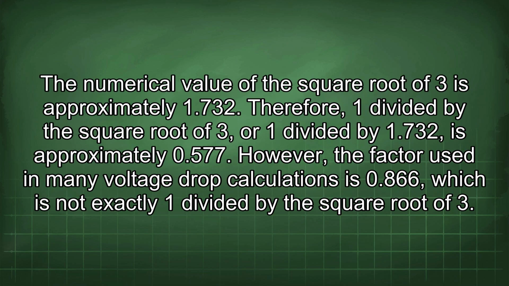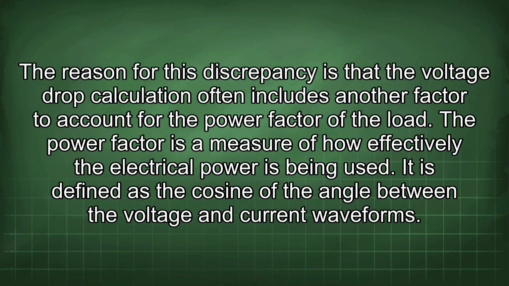The numerical value of the square root of 3 is approximately 1.732. Therefore, 1 divided by the square root of 3, or 1 divided by 1.732, is approximately 0.577. However, the factor used in many voltage drop calculations is 0.866, which is not exactly 1 divided by the square root of 3. The reason for this discrepancy is that the voltage drop calculation often includes another factor to account for the power factor of the load. The power factor is a measure of how effectively the electrical power is being used.